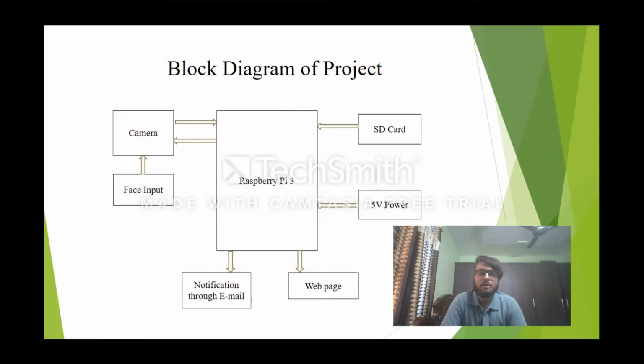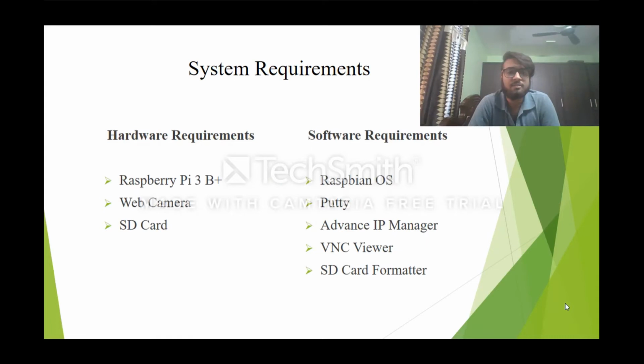Coming to the block diagram of the project, here we have a Raspberry Pi, a camera, a web page, a 5-volt power supply, and an SD card inserted into the Raspberry Pi. The face input is the intruder's face, which will be scanned by the camera. A notification by email is then sent to the user at the given Gmail ID.